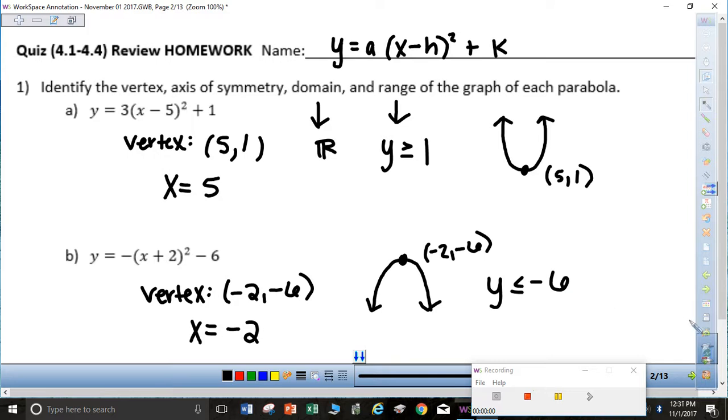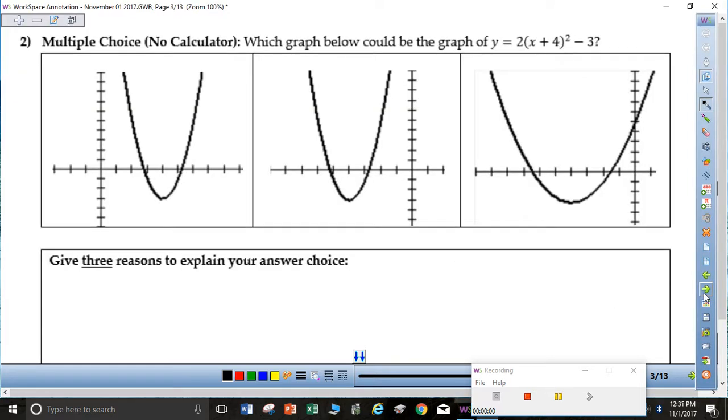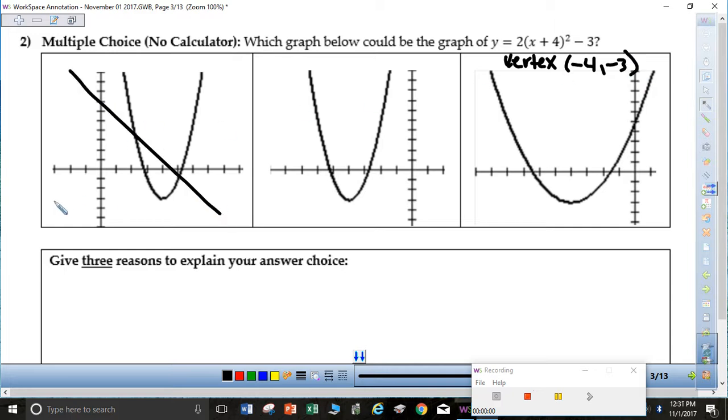Okay, which graph below could be the graph of this equation? So what I would probably look at first is just identify what the vertex should be. From the equation, the vertex should be -4, -3. Right away, that's going to eliminate this first answer choice because we see the x value of this vertex is +4. It still has a y value of -3. If we take a look at the other two choices, they both have a vertex of -4, -3.